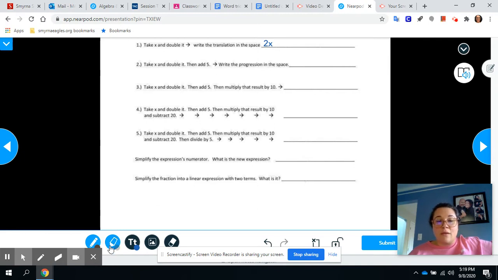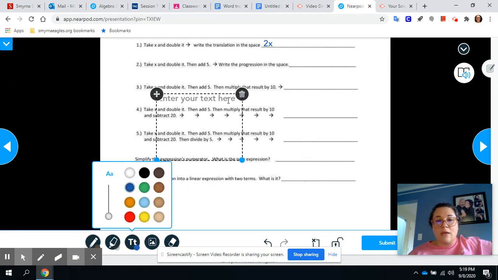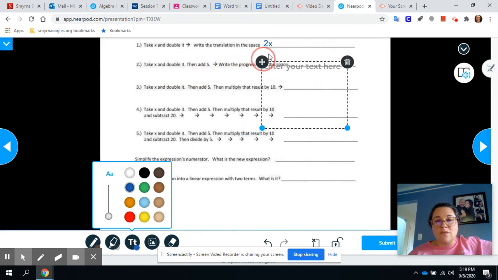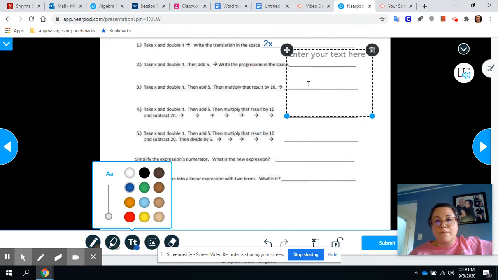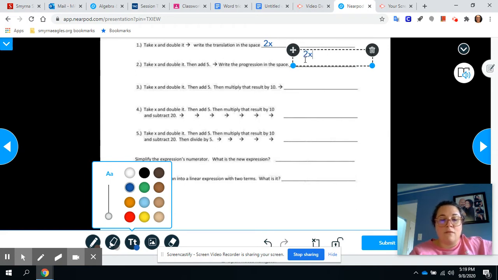So to do that, I'm going to take my text box and drag it over to the space. Take X and double it, that's 2X, and then add 5. That means in this text box, you should have a 2X plus 5.